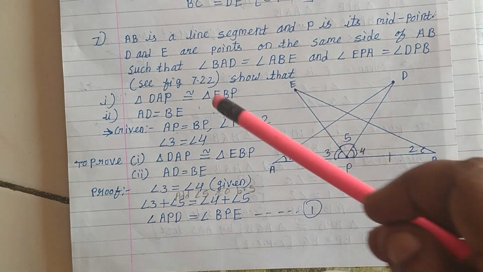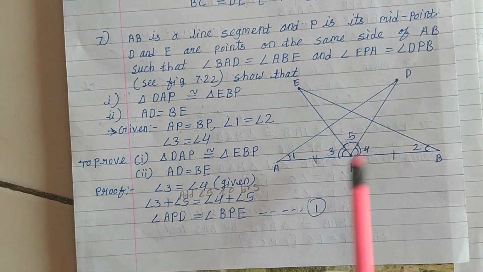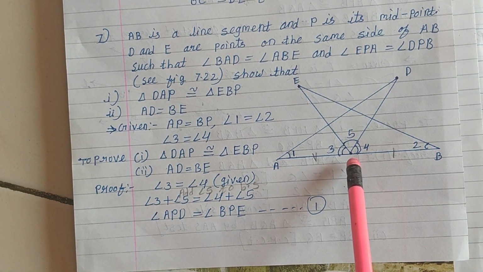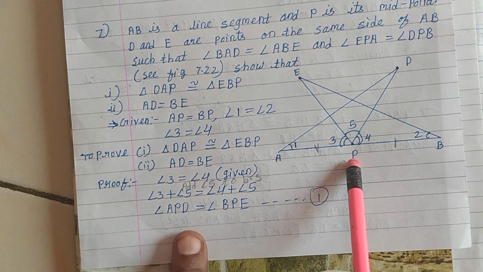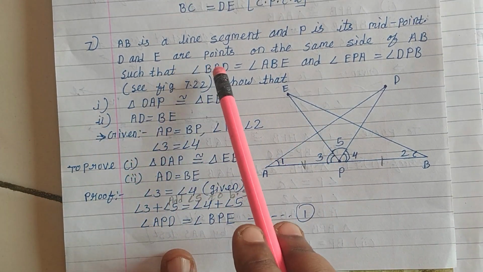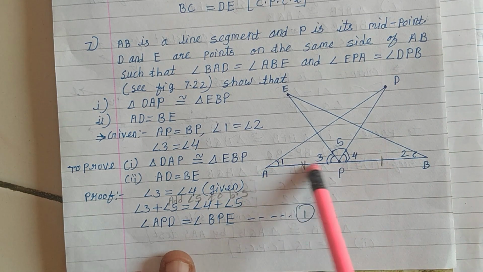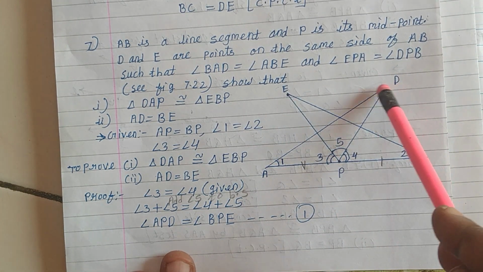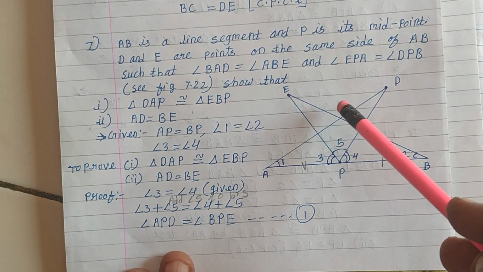Student, now question 7. AB is a line segment and P is its midpoint. So AB is a line segment, P is a midpoint. That means AP is equal to BP. Okay. And D and E are the points on the same side of AB. D and E are the points on the same side of AB. So D and E are on the same side of AB. That is the rule. Okay.